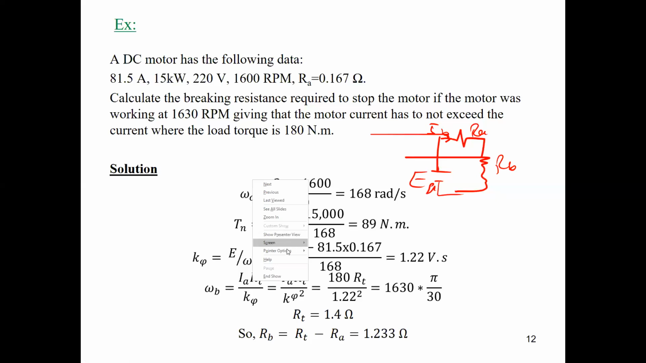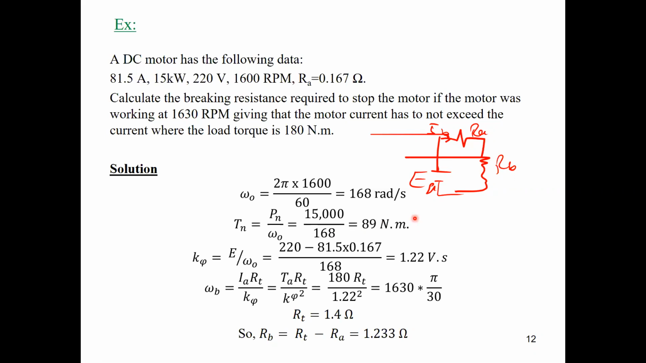So simply, we can first calculate the machine no load speed. Speed equals 2 pi multiplied by 1600 divided by 60. This is the value of omega naught, and Tn, the rated torque, equals the power divided by that speed, which is 15 kilowatts divided by the omega, which is 89 Newton meters. So the rated torque is 89 Newton meters. And you can see here it's required to stop the machine at 180 Newton meters. So it's around 2 times the rated torque, which means also 2 times the rated current.